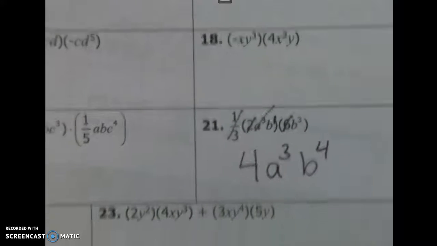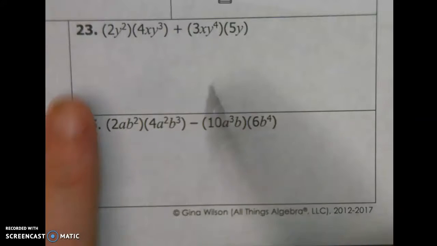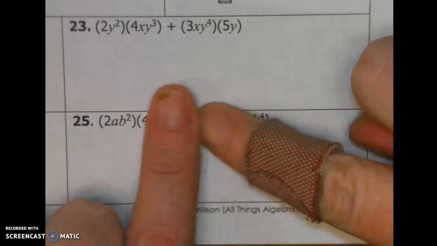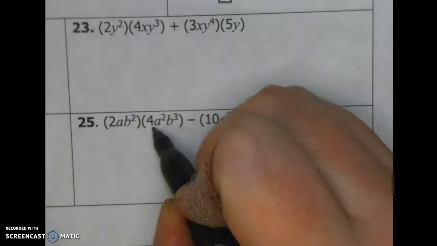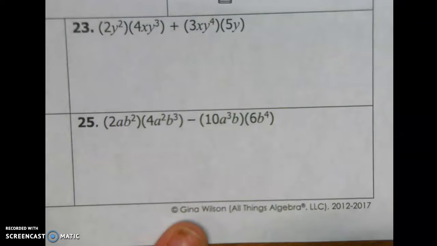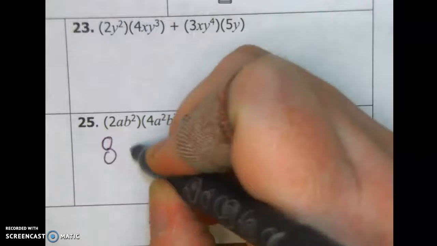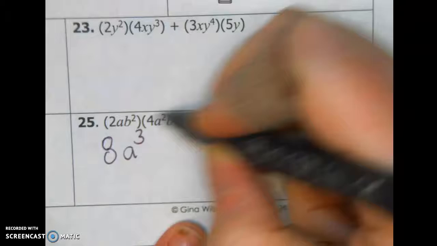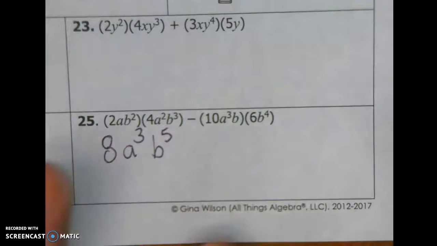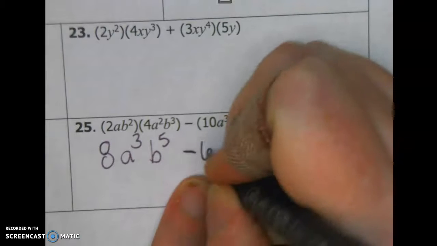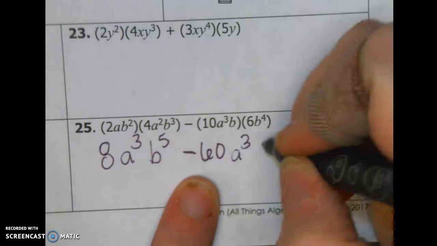Okay. So look down here at 25. When you have these like this, you have to do this part first and then subtract out what you get for this part. Okay. Start with your real numbers. 2 times 4 is 8. A and A is A to the 3rd. B and B is B to the 5th. Because remember, we're adding these two when the bases are the same. So this gives me negative 60. This doesn't have any A's, but this one does. And then B to the 5th.